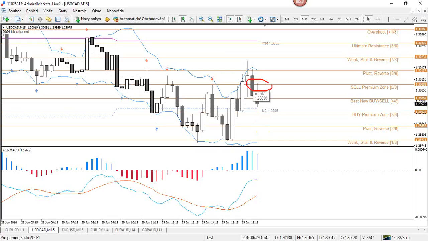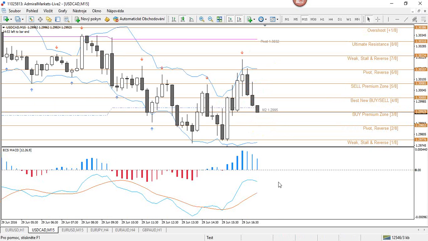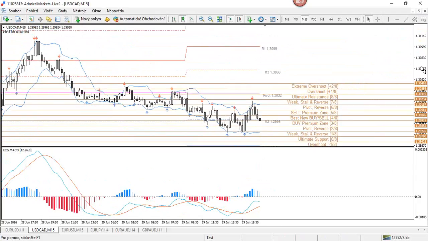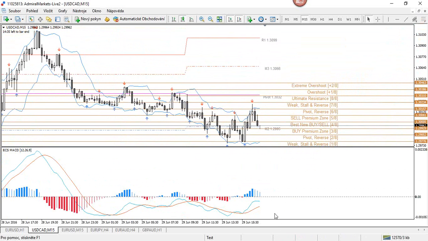Somewhere around the sell premium zone right here, as this was losing momentum, would have been that trigger for a short. Now the trade is on its way, and I would say the target we're looking for is the S1 at around 129.60. That's the main target for this dollar CAD short.